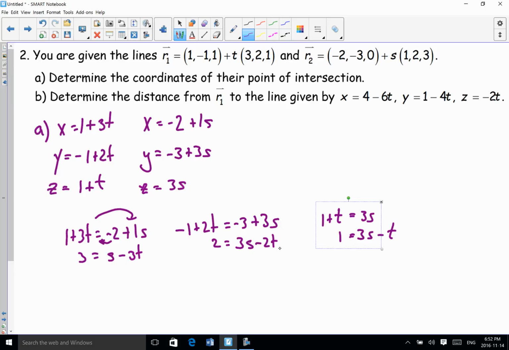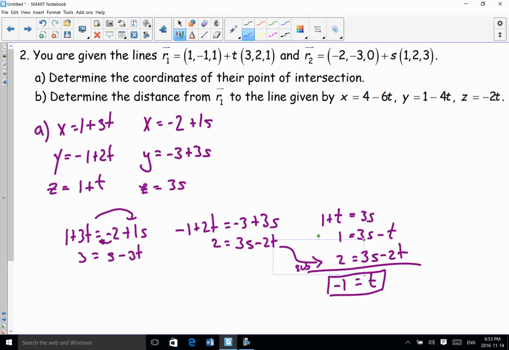So I think it makes sense to put this one underneath here because our s's are both the same. And they also have the same sign, so we're going to subtract them. So 1 minus 2 is negative 1. 3 minus 3, there's no s's. And negative 1t minus negative 2t just gives us t. So we've solved for t.